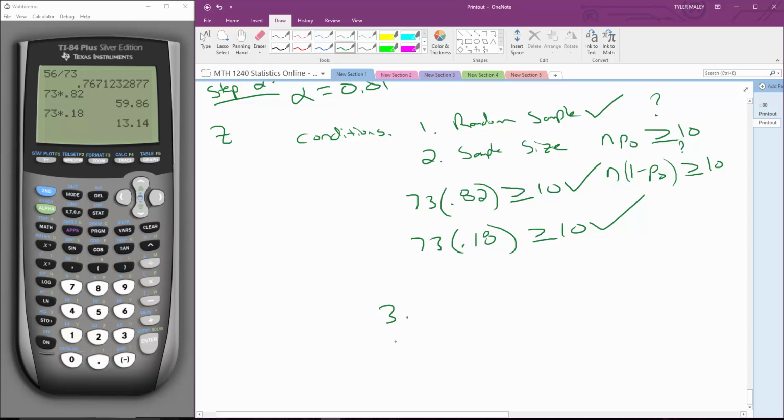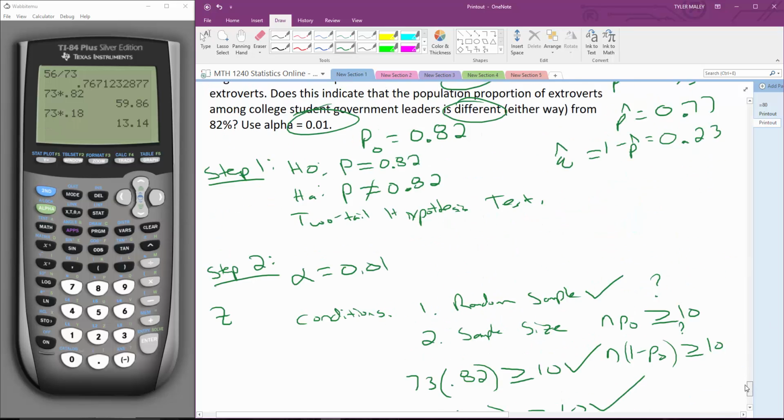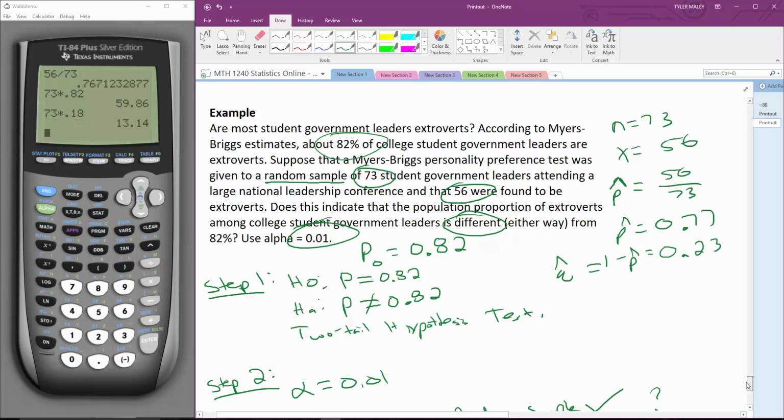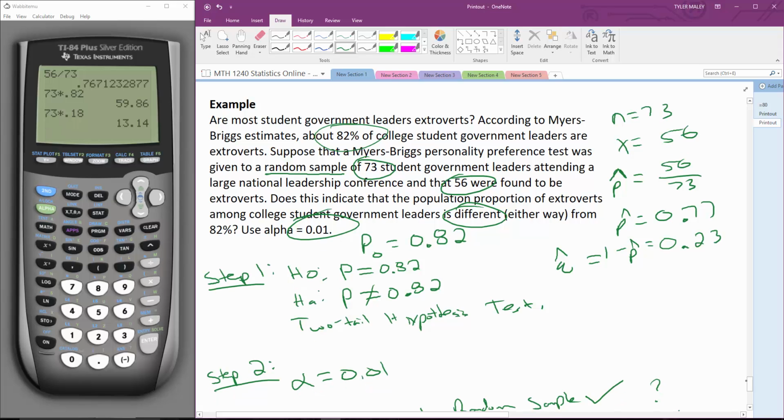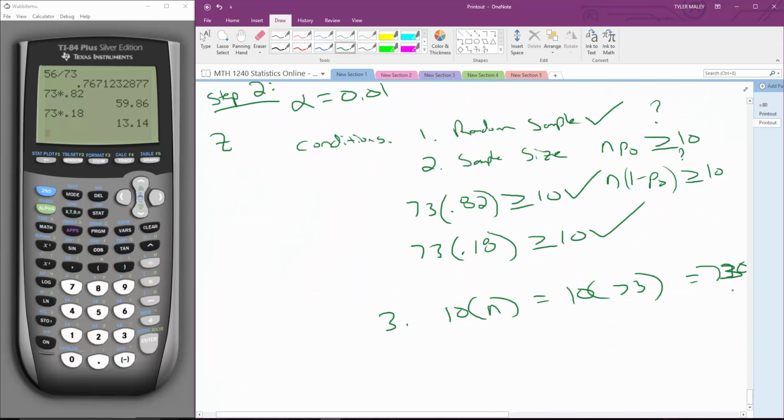Another condition is we need a large population. We just did sample size. So we want to know, is 10 times n, which would be 10 times 73, so is it safe to assume that my population is at least 730? I would say yes. We can assume that there are 730 student government leaders in the United States, and even if we had just one per school, I would say there's at least probably 3,000. So we could assume that there's at least 730. I think that's a fair assumption.